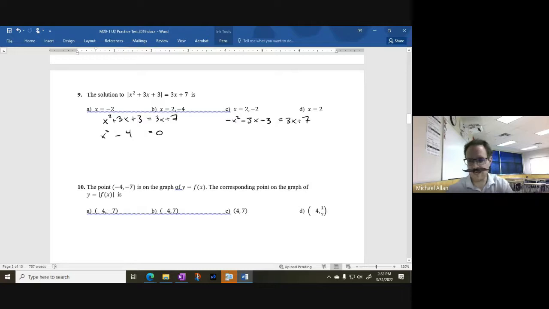So you could factor this. But because it's just a single x there, I'm just going to rearrange it for x. Take the square root and get +2 and -2. Okay, so that really doesn't help me too much. I'm going to have to verify that. Figure out, do both the solutions work? Then I go over to the other side.